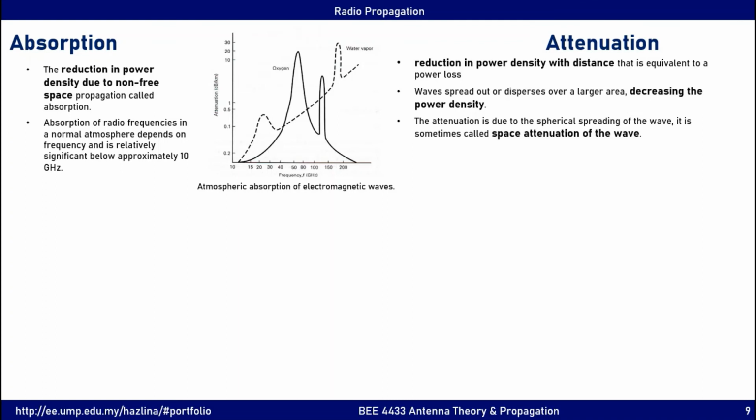Attenuation is a general term that refers to any reduction in the signal strength. Attenuation occurs with any type of signals, whether digital or analog. Sometimes called loss, attenuation is a natural consequence of signal transmission over long distance. Waves spread out or disperse over a large area, decreasing the power density. The attenuation is due to the spherical spreading of the waves. It is sometimes called space wave attenuation of the wave.